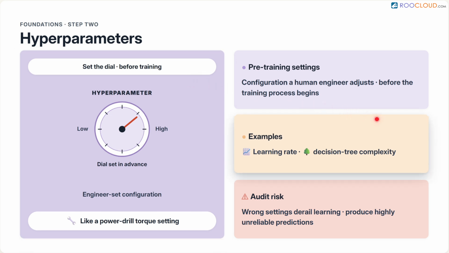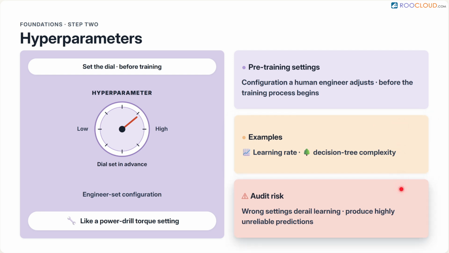In a corporate AI system, hyperparameters dictate things like the learning rate or how complex a decision tree can grow. As an auditor, you must verify that engineers are actively selecting the right hyperparameters, because incorrect settings will completely derail the learning process and produce highly unreliable predictions.